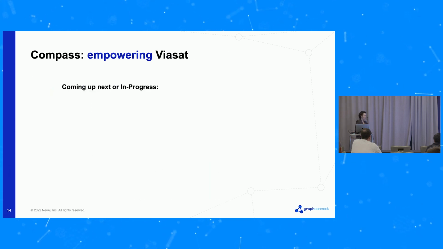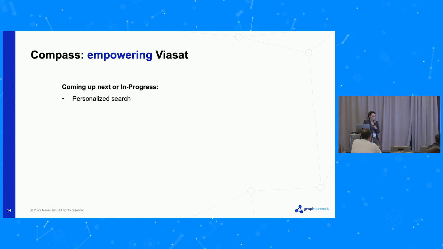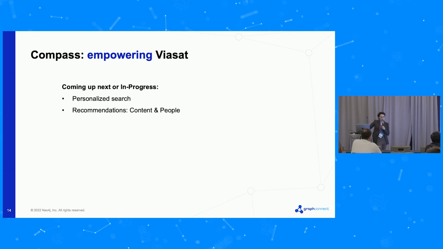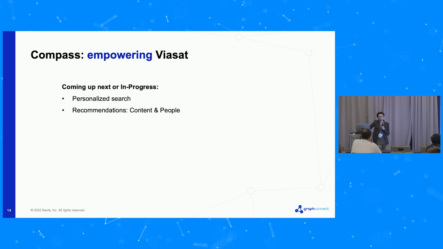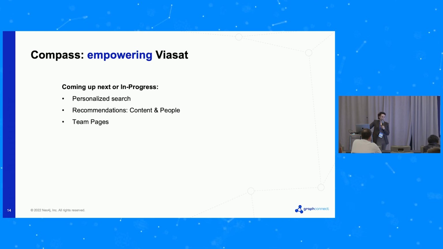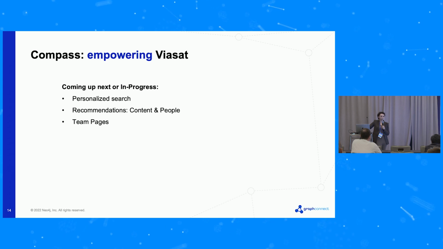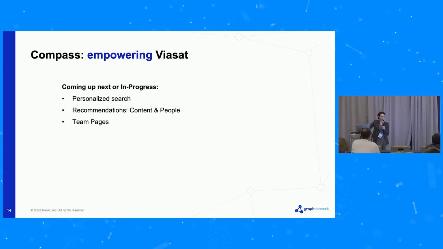So coming up next, or what's in progress really, we're working towards personalized search. It's really exciting. We're thinking about how we deliver recommendations for content and people to our users. Team pages, this is coming up soon, where we're going to create a front end for team and product pages where you could have a lot of pointers to the different content that you create. And it also helps us with recommendations so that we can potentially bring these search results to the top.